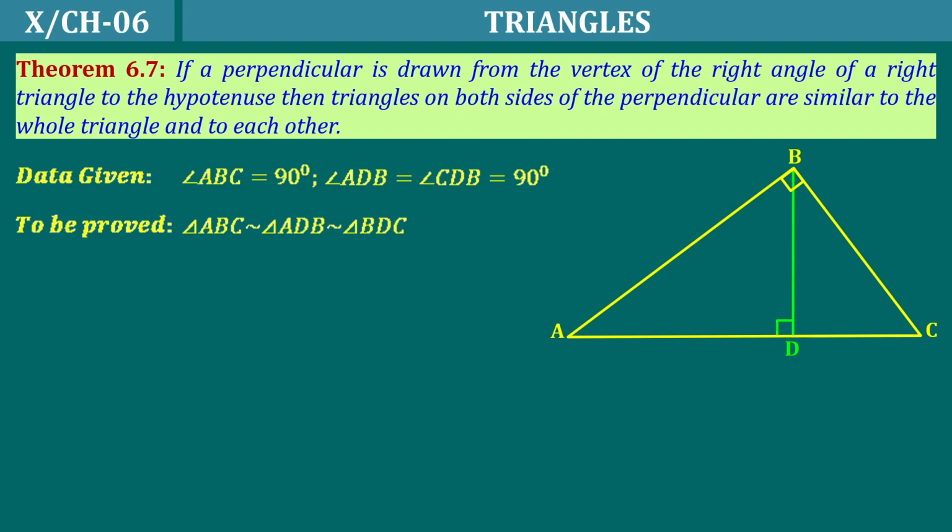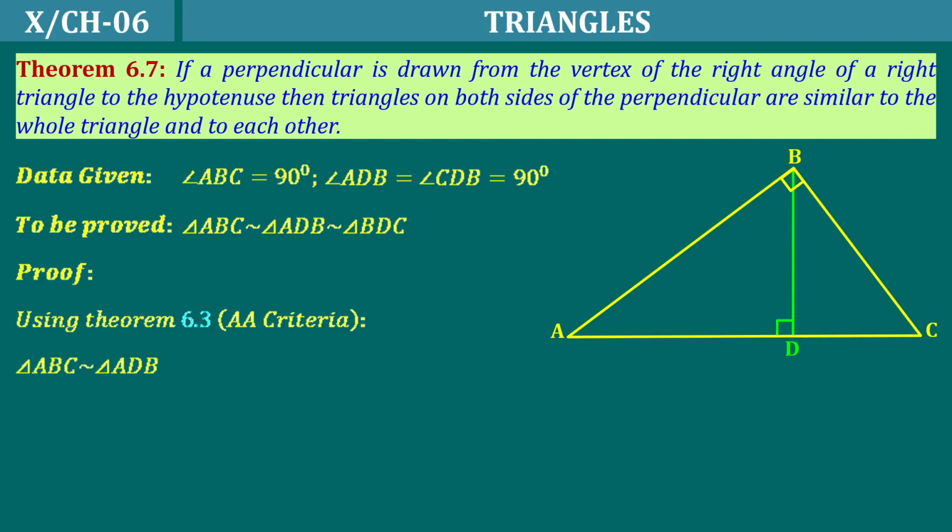are similar to each other. For this we do not require any sort of construction. Directly we can approach the proof part using theorem 6.3, the AA criteria. We will be taking two triangles at a time. Let us first take triangle ABC and triangle ADB. To make them similar, we need to know at least two angles to be equal. And here, what are the angles?